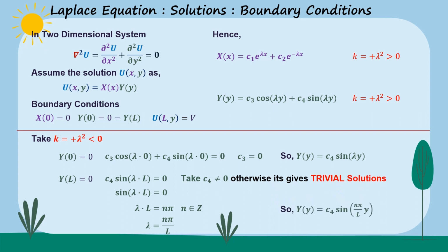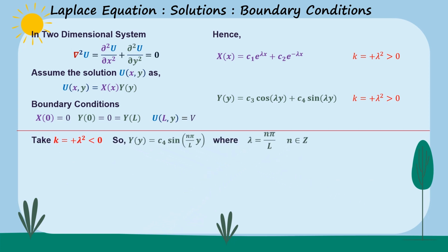So now our y solution will take the form C4 sin(n pi by L into y). So this is called the y values. So the y value is obtained. Now we have to find the expression of x. To find the x expression, we consider the x equal to 0 condition. So therefore, C1 e to the power 0 plus C2 e to the power 0 is 0. So C1 equal to minus C2, which implies that our expression x will be equal to C1 e to the power lambda x minus C1 e to the power minus lambda x.